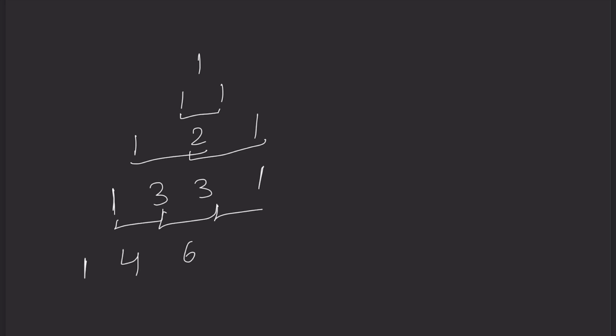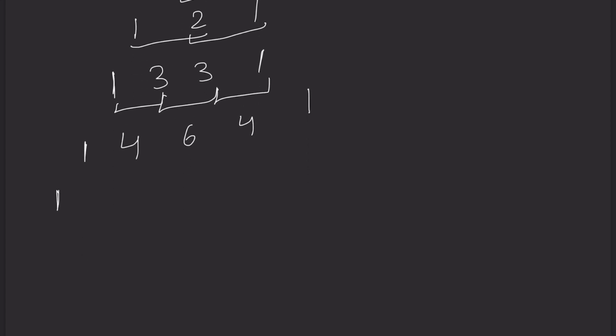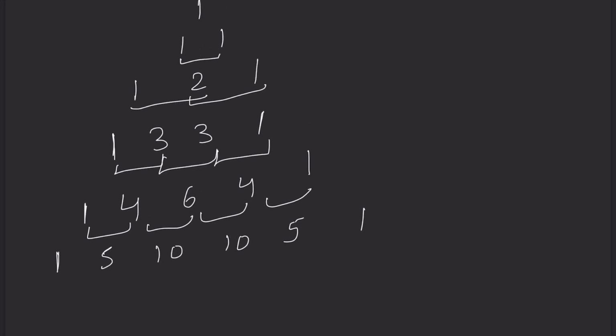So we have one. So we add these two. We have two and then one. We have one extra at the start. We add these two, three. We add these two, three, and we add an extra one. Then we have an extra one on the left. 4, 6, 4, an extra one on the right. Then 1, 5, 10, 10, 5, 1. So this is Pascal's triangle.